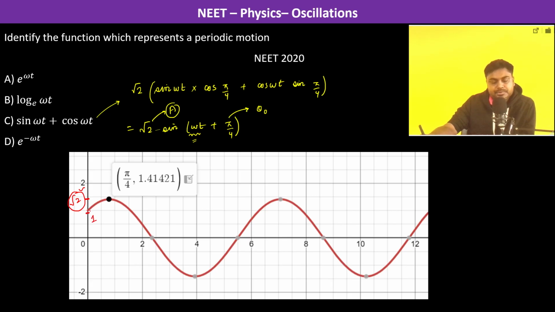It starts from 1, because it's root 2 sine omega t plus pi by 4, that is, omega t is 0, so sine is 1 by root 2. So it starts from 1 and then it moves to the amplitude, which is root 2, at pi by 4, and as you can see this motion is repetitive. So this is the time period, and again it repeats itself. Therefore there is only one periodic motion here, which is C.